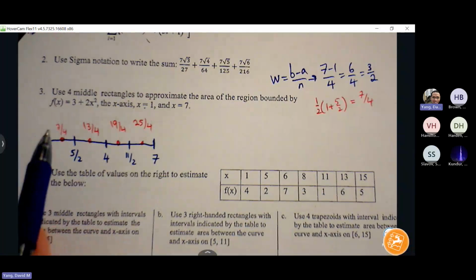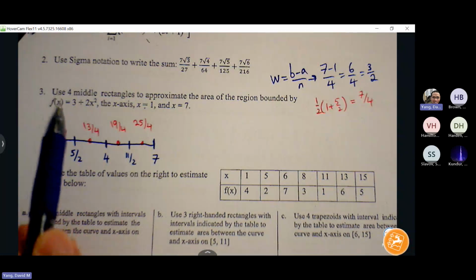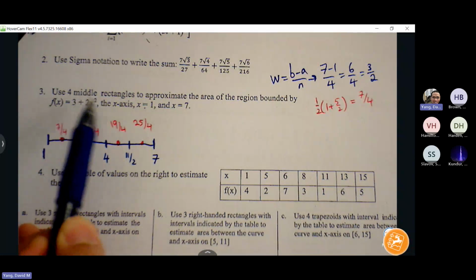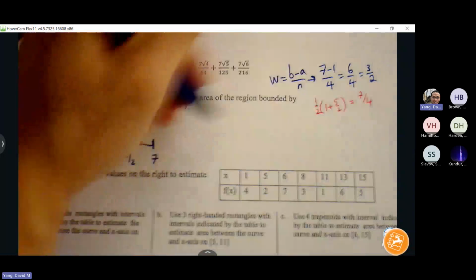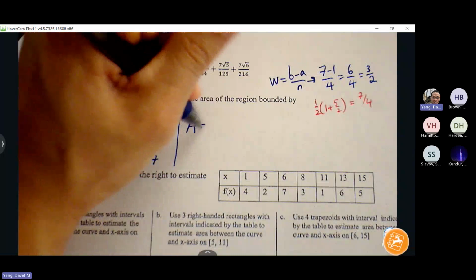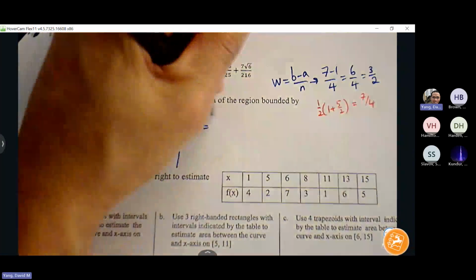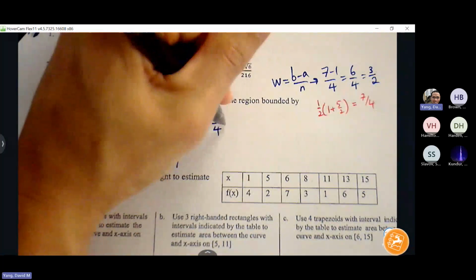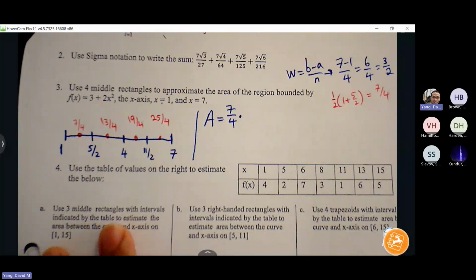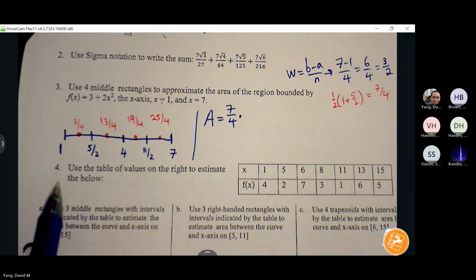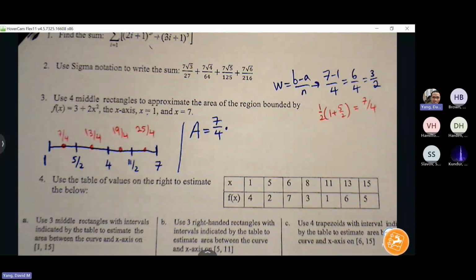So we're going to use these midpoints to plug into the function to get those actual height values. So the area is made up of 4 rectangles. The width of each rectangle is, I'm sorry, my bad, 3 halves, not 7 fourths. My width is 3 halves.